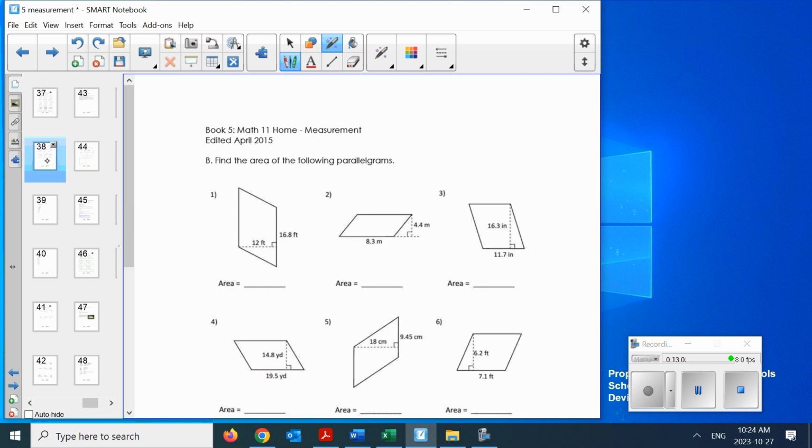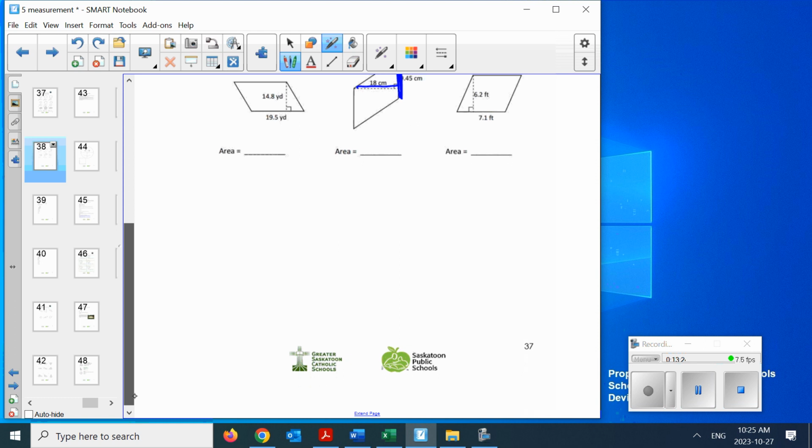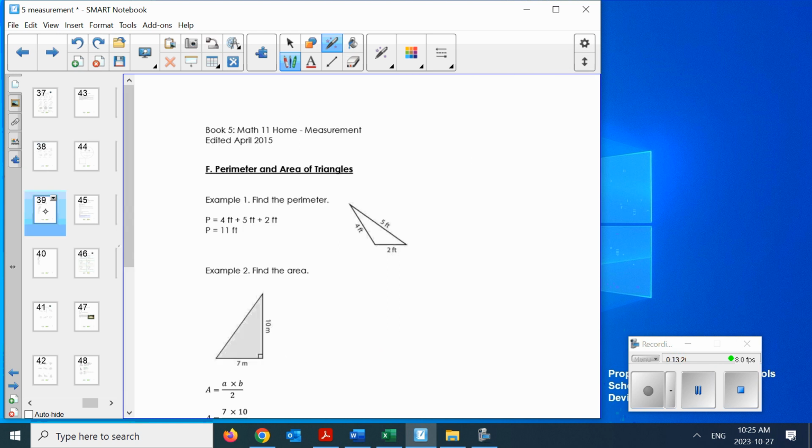Sometimes they're going to look like this. This is my base for the area. This is my height. Just because you have to twist your head sideways or twist the paper, it doesn't matter. This one here, I call this the base. This the height. It works. There's a bunch of parallelograms.